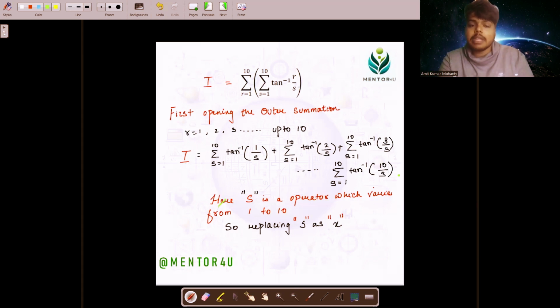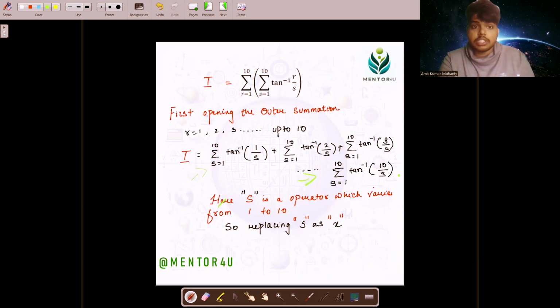Let's say I'm keeping the inner summation as constant and just opening the outer summation. In the outer summation, which one is variable? R is variable. So if I open the r term, you can see summation of s equals 1 to 10 tan inverse 1 upon s, plus summation of s equals 1 to 10 tan inverse 2 upon s, plus summation of s equals 1 to 10 tan inverse 3 upon s, and so on, up to summation of s equals 1 to 10 tan inverse 10 upon s.